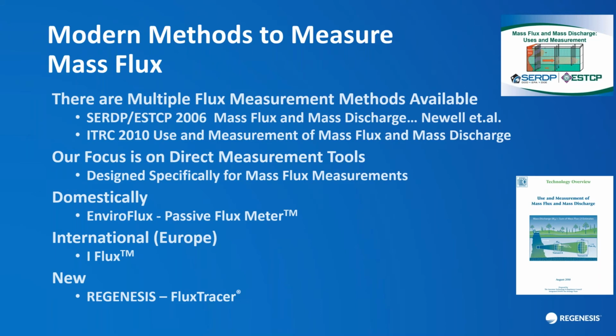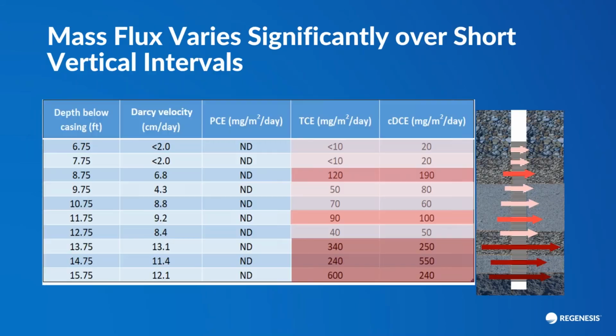So today, our focus is on direct measurement tools. These are tools that are designed specifically for mass flux measurements. You have 3 sources for these tools now. Domestically, you have EnviroFlux with their passive flux meter. Internationally, you have the iFlux meter. These folks are out of Belgium. And finally, you have our newest offering, Regenesis, which is our Flux Tracer. Paul will be mentioning this and talking about this shortly.